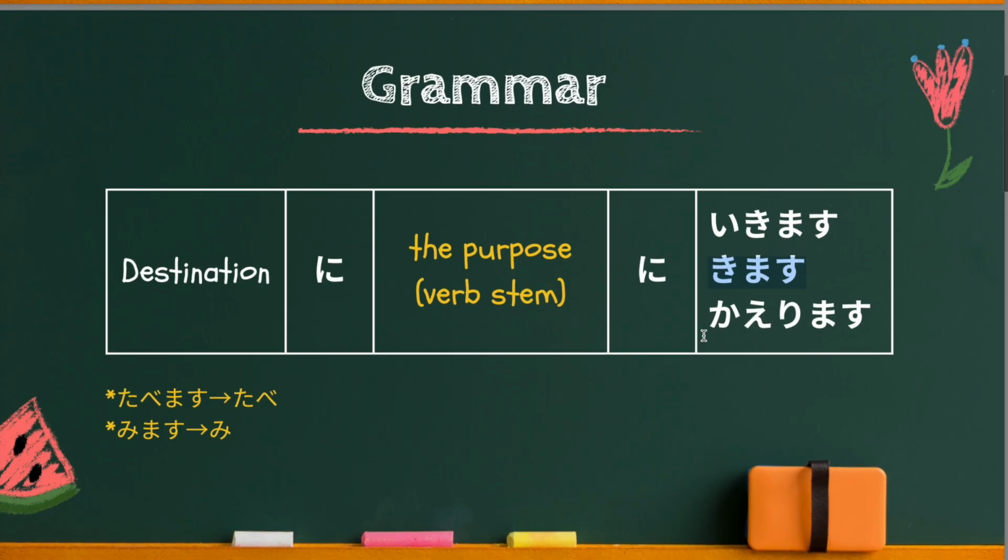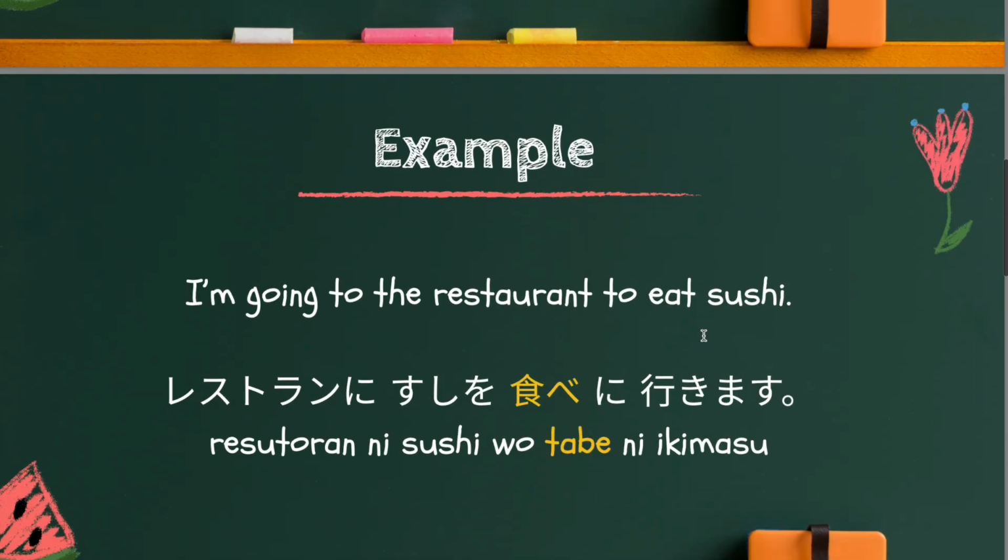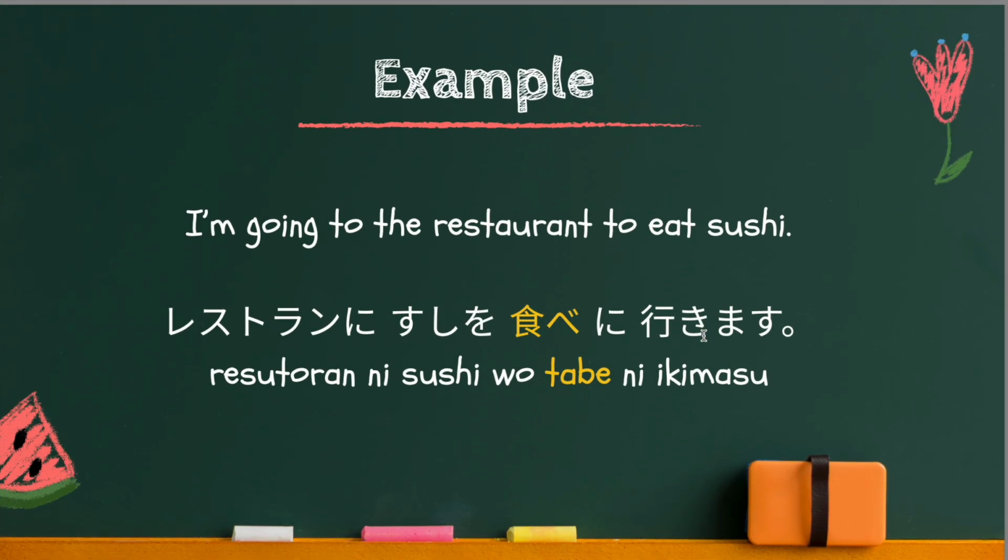So let's look at the example once again. I'm going to the restaurant to eat sushi. Destination is restaurant, so it comes up first. Restaurant, ni. Then to eat sushi, that's the purpose. Sushi を食べに行きます because you are going. So we will focus on this grammar format today to indicate the purpose of going to a specific place.